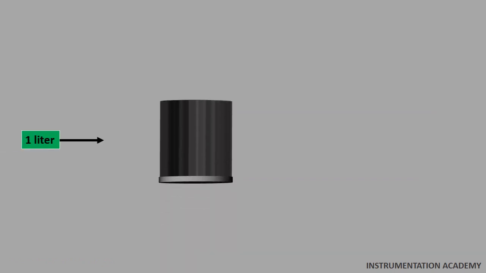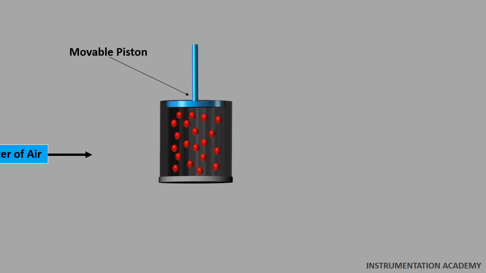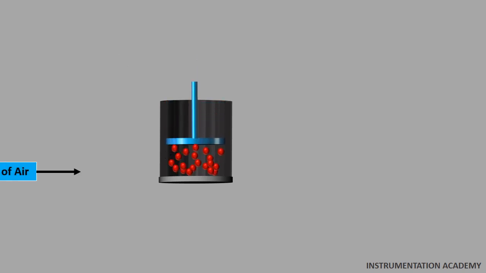Consider a cylinder of 1 liter which is closed using a movable piston, and this cylinder contains 1 liter of air. When we move the piston halfway to the bottom of the cylinder, then the volume of the air becomes half liter and the pressure is doubled. This happens because gases are compressible and their molecules are pressed closer to each other.